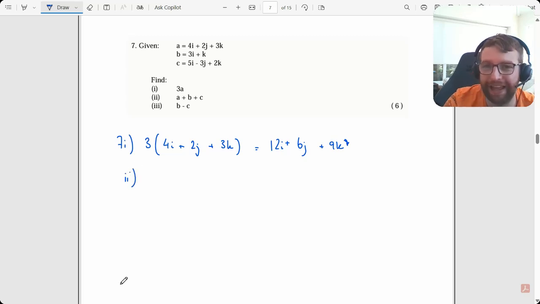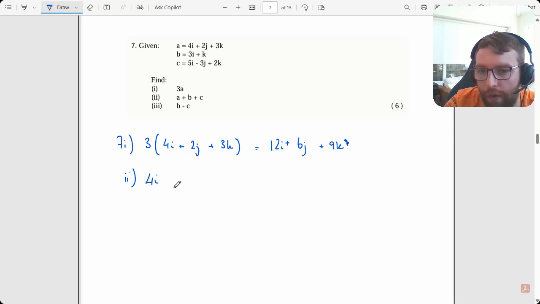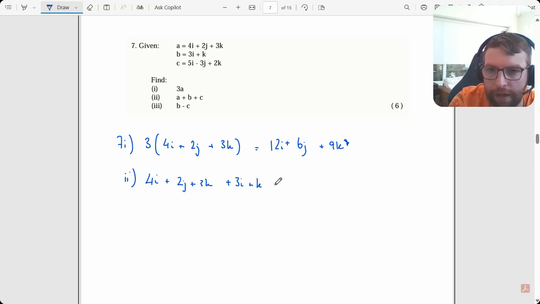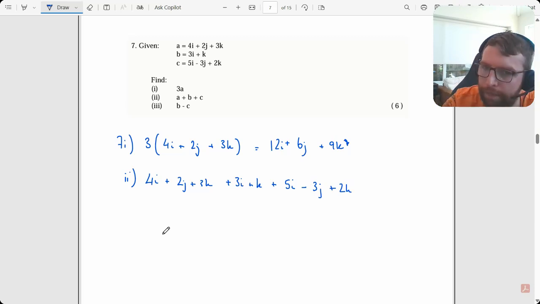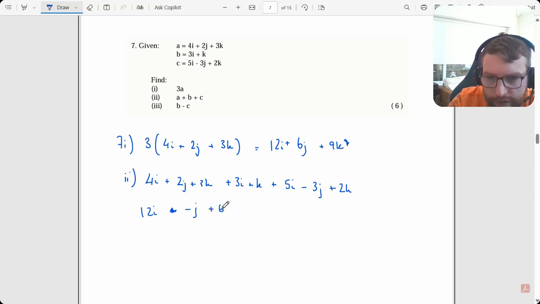Next one, just adding them together. So it's literally writing it all out. So 4i plus 2j plus 3k plus 3i plus k plus 5i minus 3j and plus 2k. And then you can only add the i's together, you can only add the j's together, and you can only add the k's together. So we've got 4i, 3i, 5i, so that is 12i, minus j, and then 3k, 6k, which is the k total.